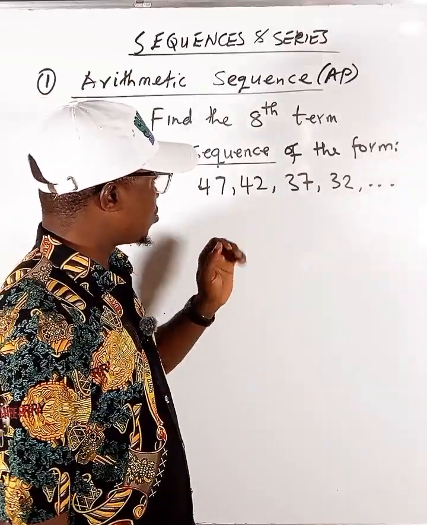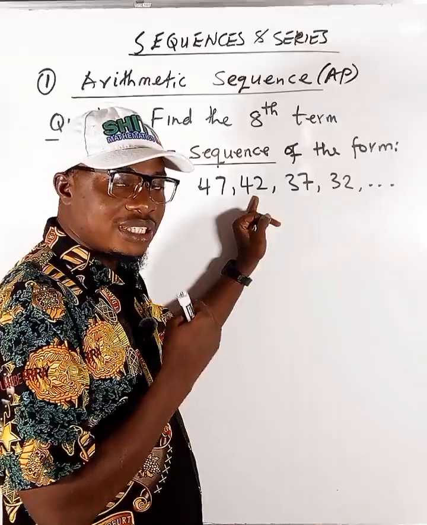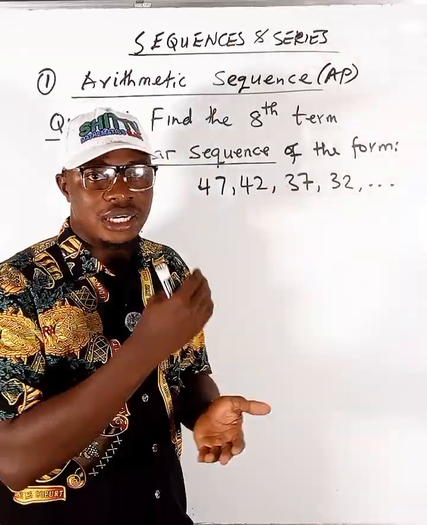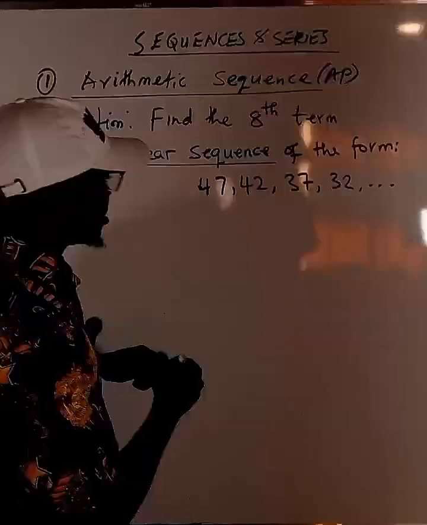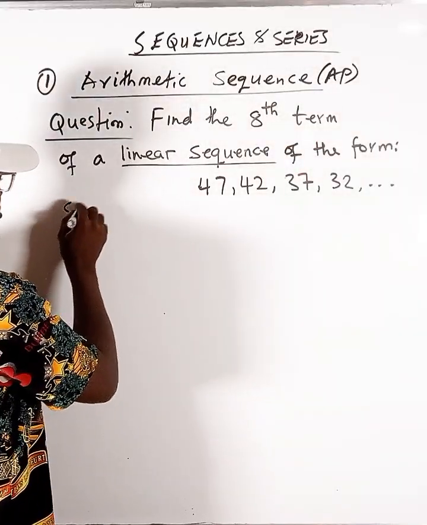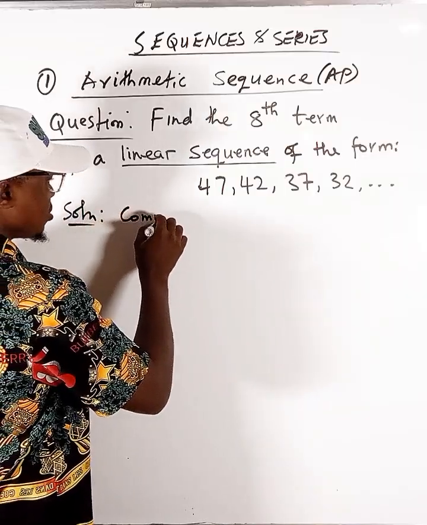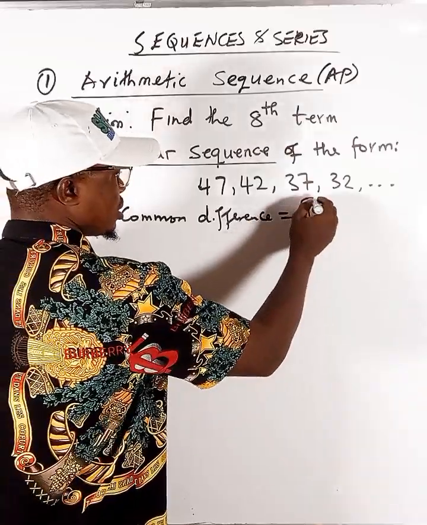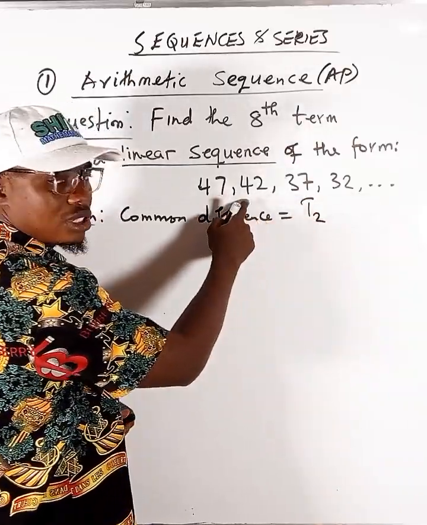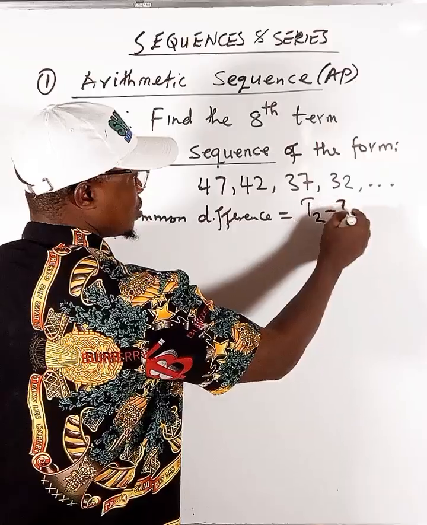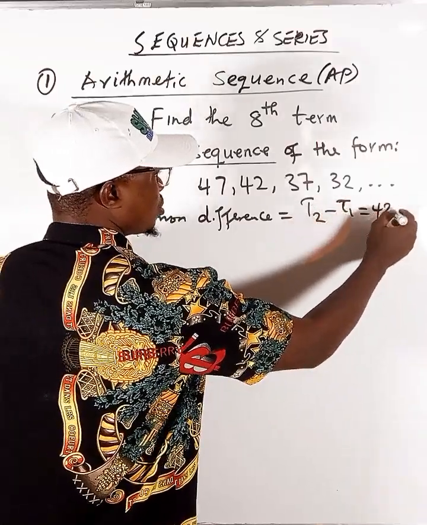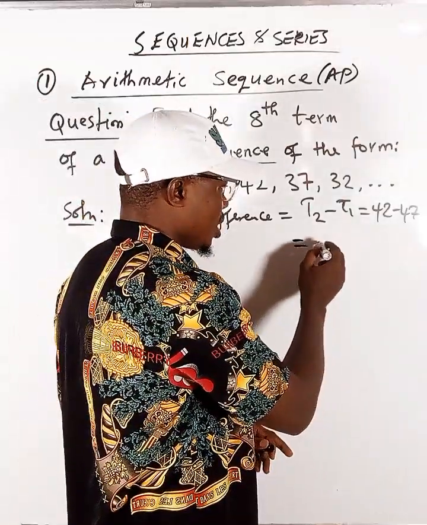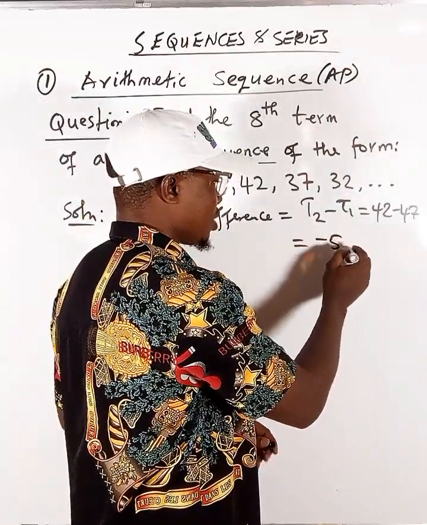Another thing I would like you to know is that from 47 to 42, you can see that it's decreasing. It's coming down by 5. And anything that decreases is a subtraction, that is minus. So we need our common difference. The common difference here will be T2, that is term 2, minus T1. So it will be 42 take away 47. Understood? We're going to have our common difference D to be minus 5 here.